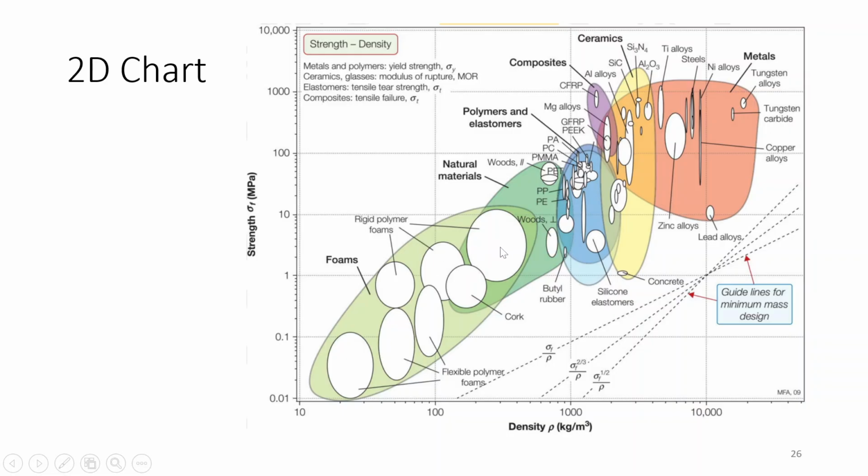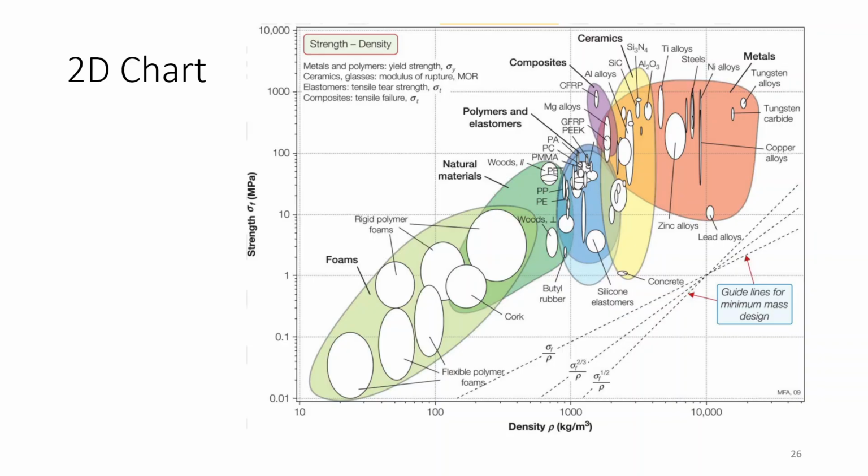If you are trying, let's say, to maximize strength and minimize density, then you will be forming these types of guidelines for minimum mass design. So here sigma f upon rho, sigma f to the power 2/3 divided by rho, and root sigma upon rho, these types of guidelines. You can shift these and find out your search area. If your material falls above this line, then you can select those materials for that particular use.